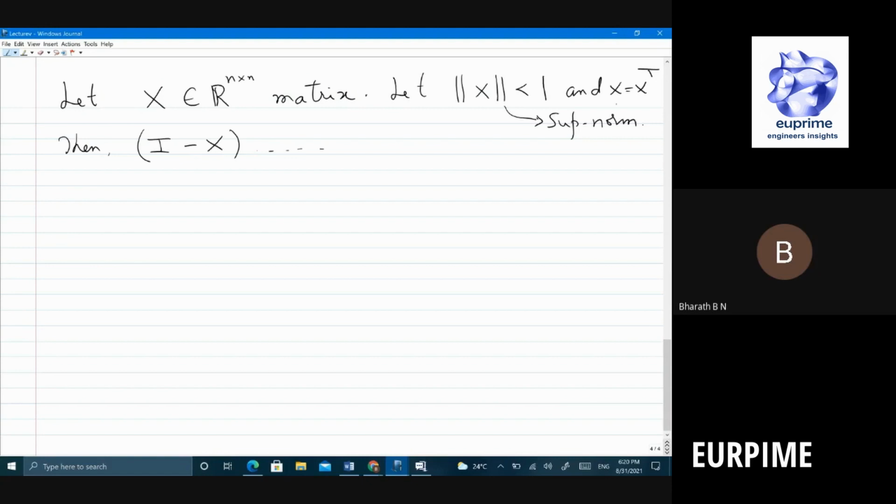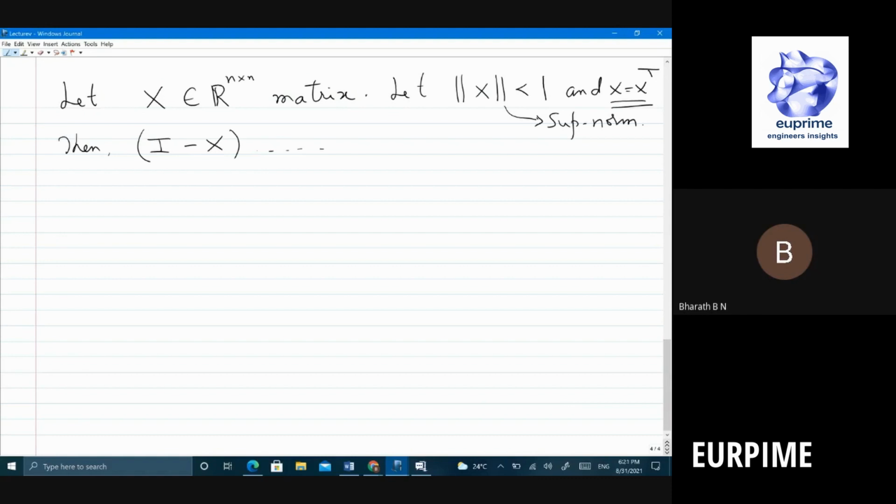The moment you see this, what can you say about the matrix? X is equal to X transpose, symmetric. The moment you see a symmetric matrix, what do you infer? Yes, it has an eigenvalue decomposition, right?